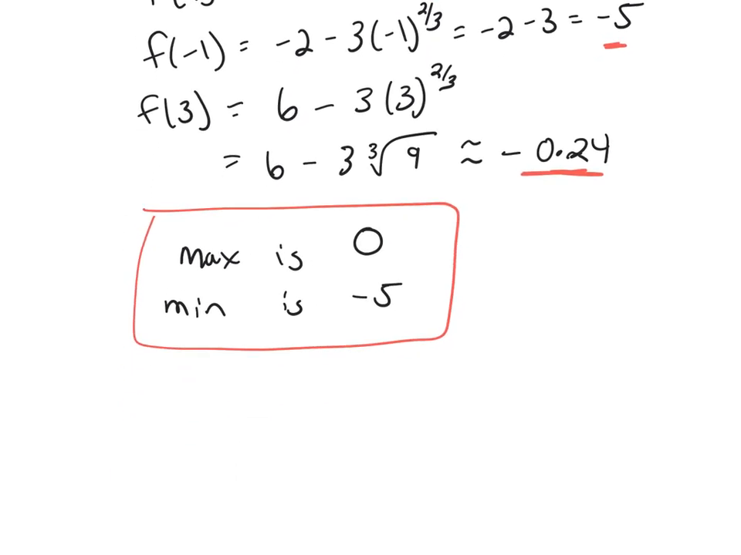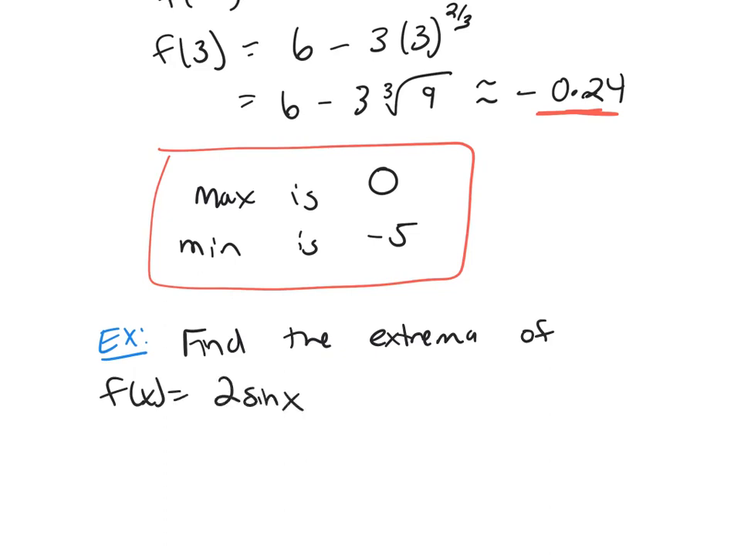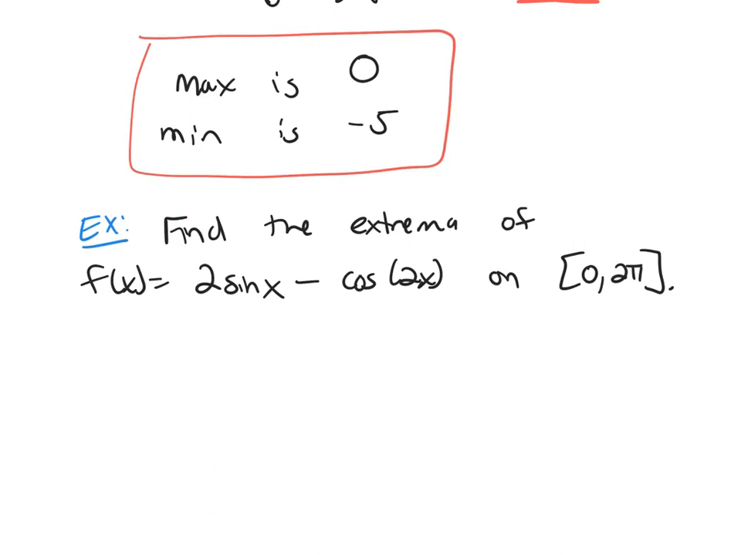Let's look at one more of these problems, but now we're going to look at a function with trig functions in it. So find the extrema of the function f of x equals 2 sine x minus cosine of 2x on the interval 0 to 2 pi. Well, I'm going to need the derivative of f. That's what I'm going to start with.